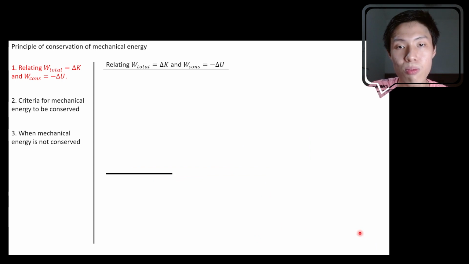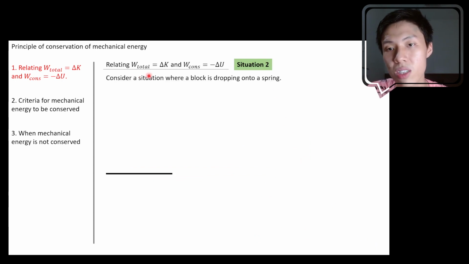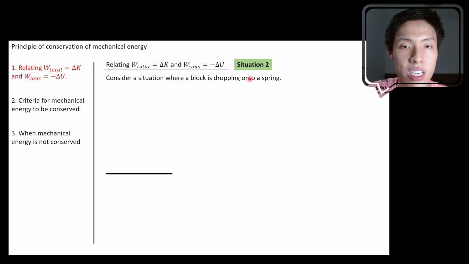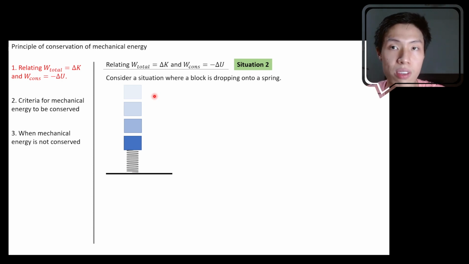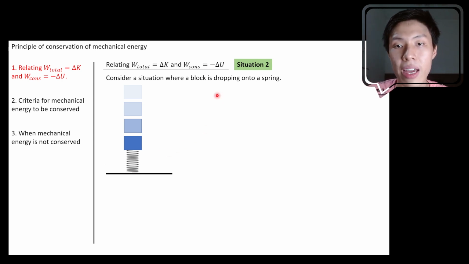Okay, so now let's move on to the second situation. In the second situation, we will consider a block dropping onto a spring. We have encountered this example in the earlier video when we talked about how the work done by the restoring force of a spring is equal to the negative change of the elastic potential energy. If you're not sure what this example means, please refer to the video where we discussed it earlier.